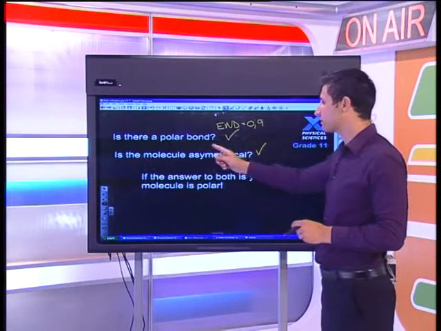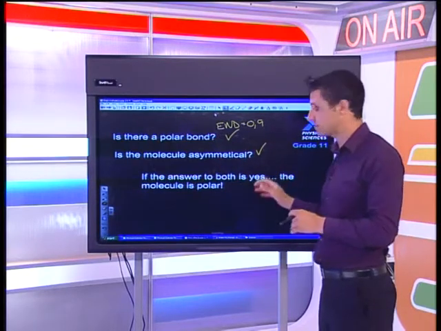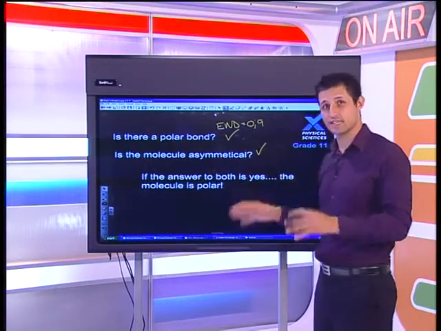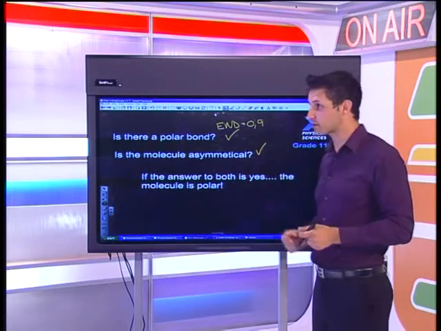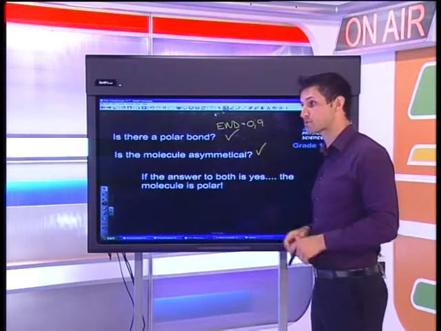I need a polar bond, I need it to be asymmetrical, and if the answer to both of these is yes, that means that my whole molecule is a dipole. That means that I've got a polar molecule. I hope that answers Bryce's question.